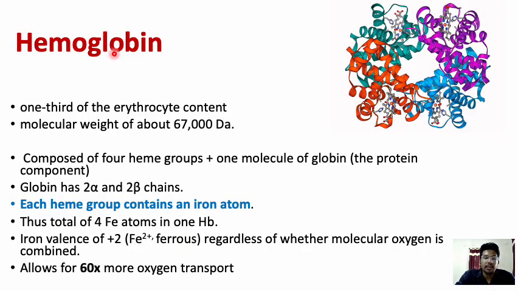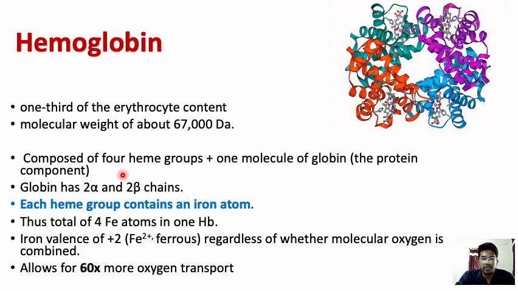Next, we have discussed this hemoglobin a few times. So what is basically the hemoglobin? Hemoglobin is a conjugated protein, a complex protein with a heme group. It has a globin molecule. It accounts for 1/3 of the erythrocyte content. The molecular weight is about 67,000 Dalton or 67 kDa. The proteins are expressed in Dalton sizes.